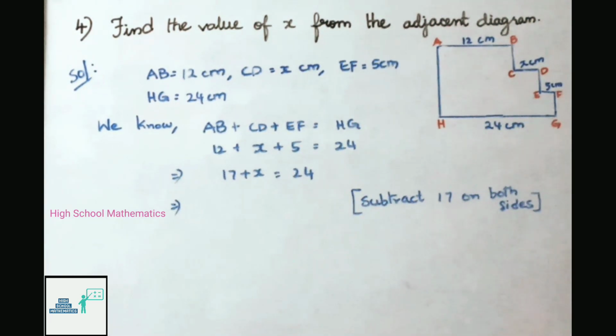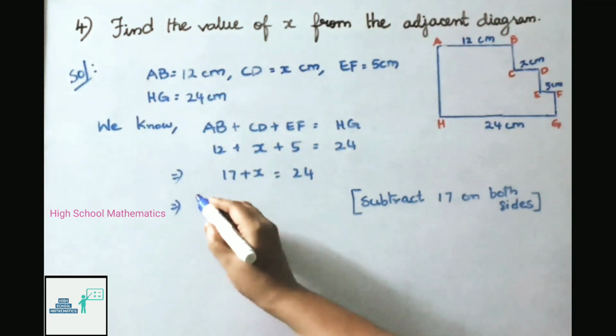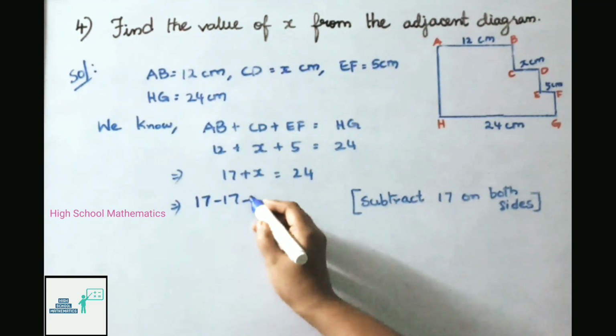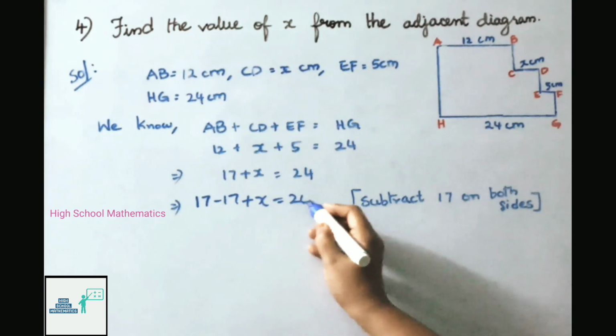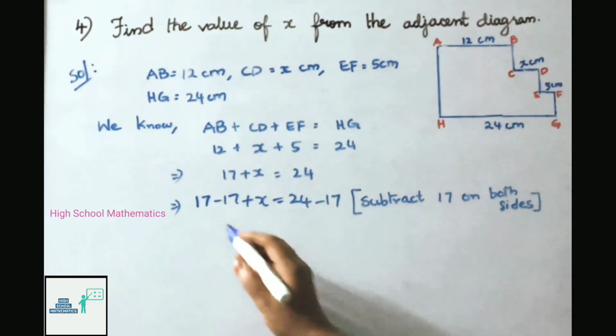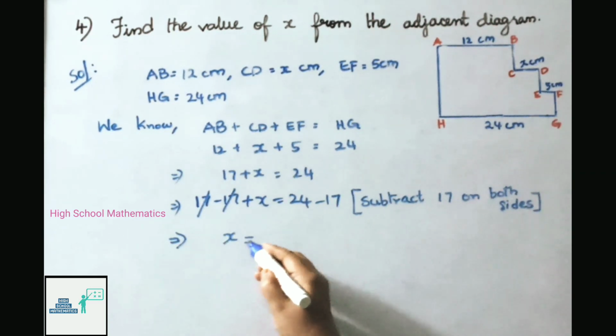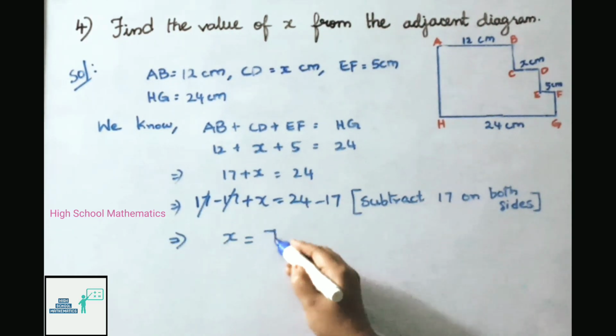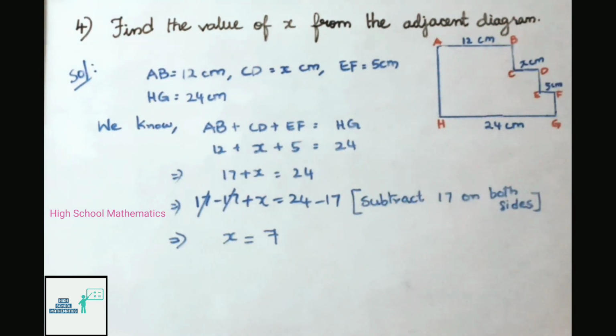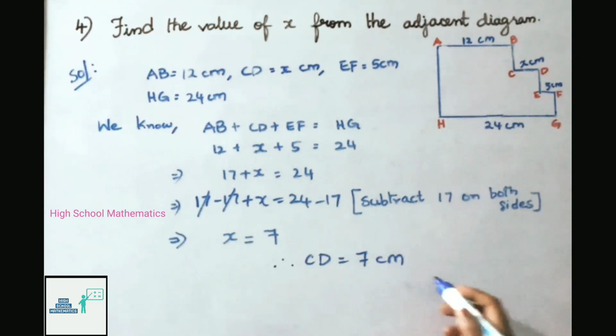Let us subtract 17 on both sides. Write down 17 minus 17 plus x equals 24 minus 17. Plus 17 minus 17 cancel, that implies x equals 24 minus 17, which is 7. Therefore, the x value is 7. Therefore, CD is equal to 7 centimeters.